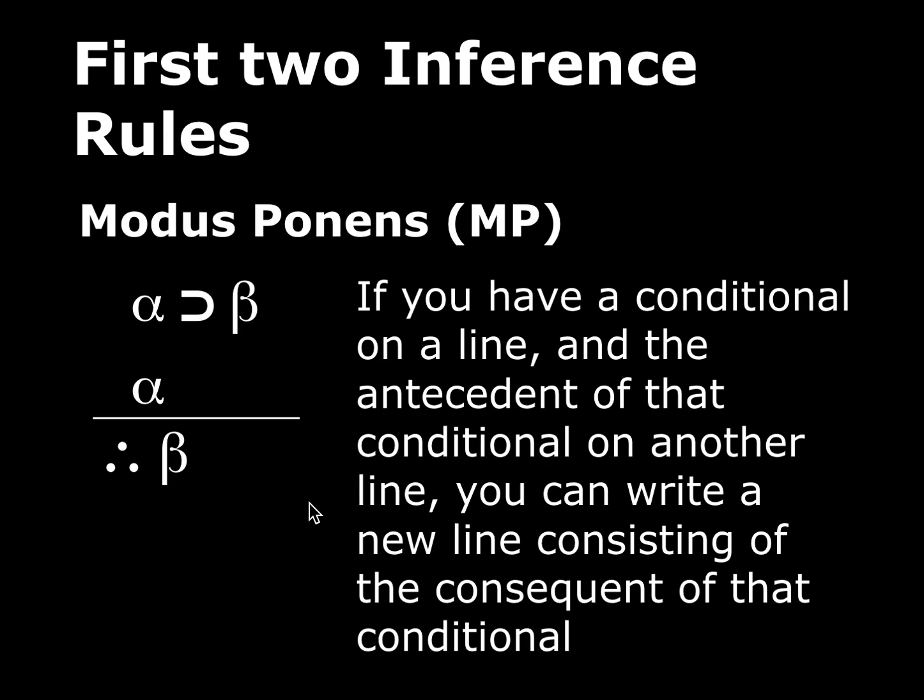Well, the rule says that if I already have these two pieces, then if I want to, I can write a new line consisting of just the consequent of that conditional. Okay, so the rule requires certain pieces to already be there, and if those pieces are there, the rule says you can write a new line that has a certain form. If you have a conditional and you have the antecedent of that conditional, you can derive the consequent by itself on a new line. Okay, next rule.